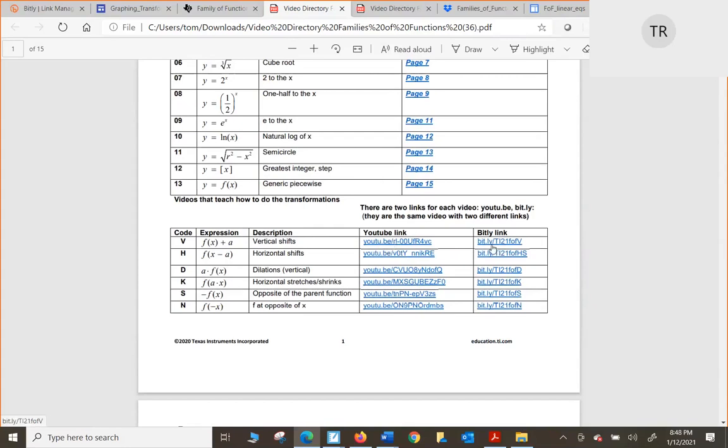They all start off bit.ly/TI for Texas Instruments, the number 21 for the year 2021, FOF, lowercase, family of functions, and then the last part is whatever your code is, V, or here, N, or S. Now for this one, I have to change this to HS because H was already taken, okay? But we'll talk about that in a minute.